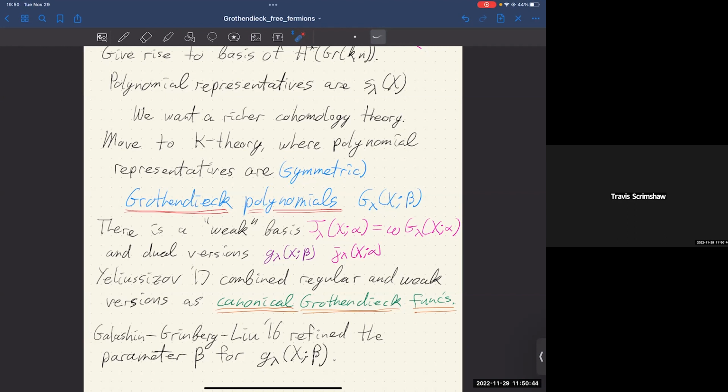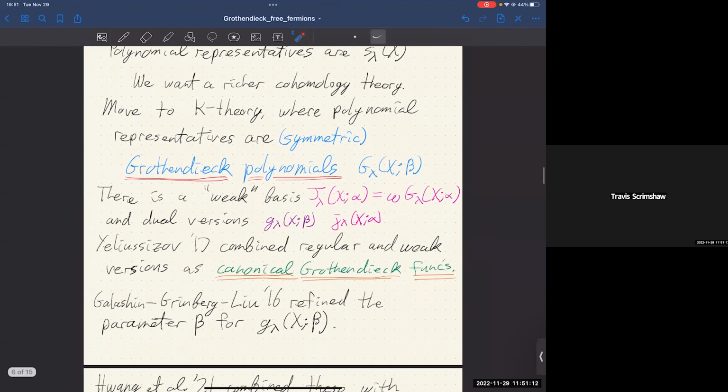But so I have these Grothendieck polynomials. And they're symmetric functions. So I can do all of my symmetric function things on them, like apply the omega involution that sends s lambda to s lambda prime, the conjugate shape. But it turns out that for Grothendieck polynomials, we get a different basis, which we'll call the weak Grothendieck polynomials. And both of these bases have dual bases.